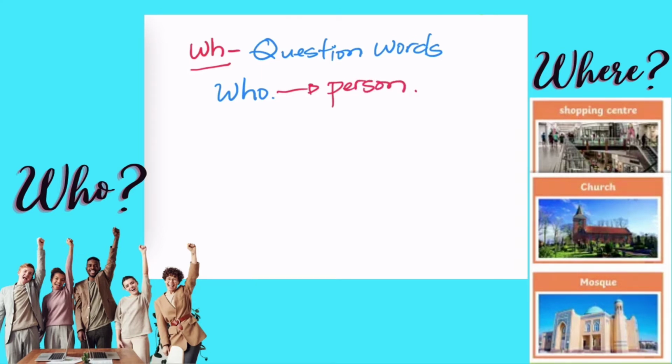For example, if I'm going to make a sentence with who, if I'm going to refer to someone, I say, who is that? So someone will answer, that is Nancy. So we are talking about a question. We made a question with it.